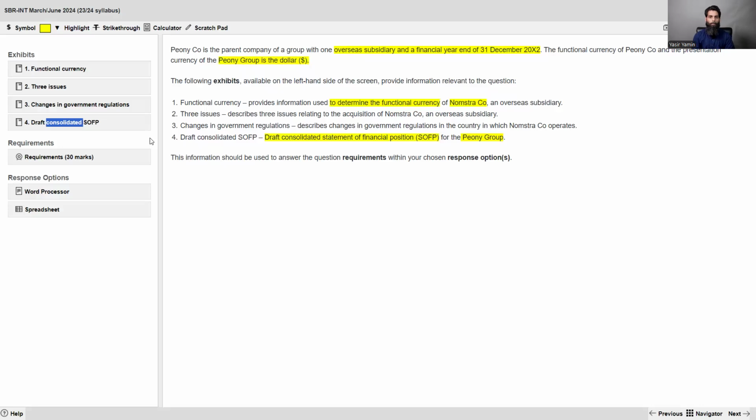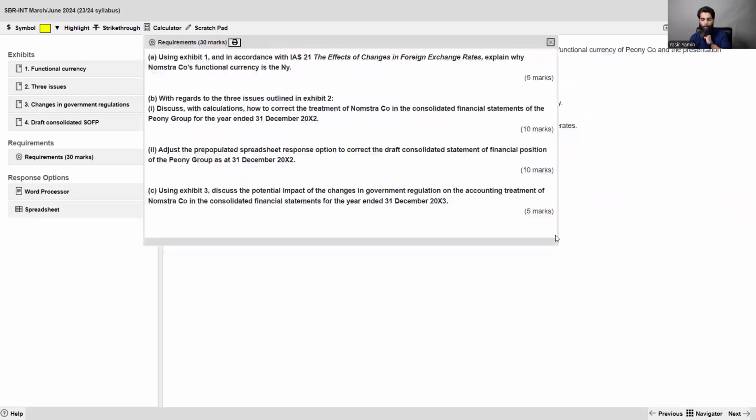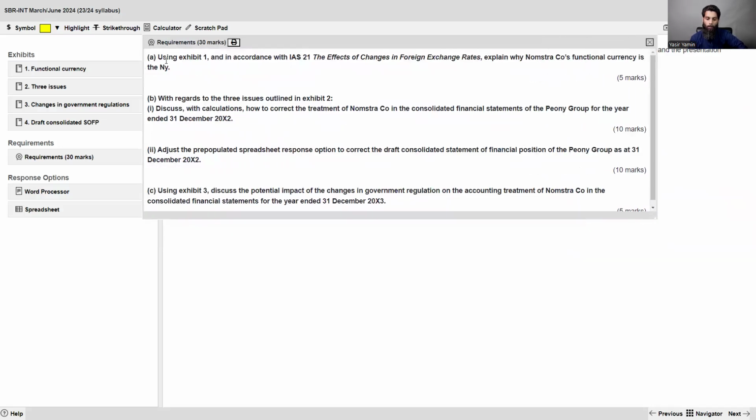Now, before we even move further, I would not like you to open up the exhibits right now. That's not the right way to solve questions. What I would suggest is that you go step by step. You open the requirement. First of all, you see what's the first requirement, and that says that using exhibit 1. Remember, the first requirement, which is of 5 marks, only pertains to exhibit number 1, right? So using exhibit number 1 and in accordance with IAS 21, explain why Normstra's functional currency is the NAI.